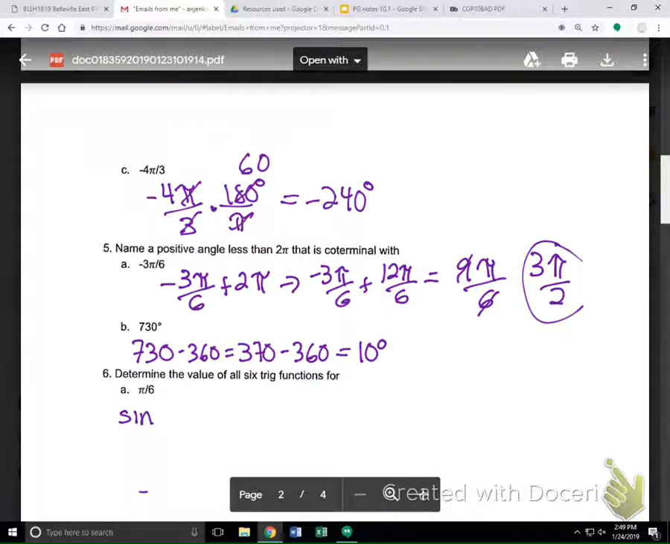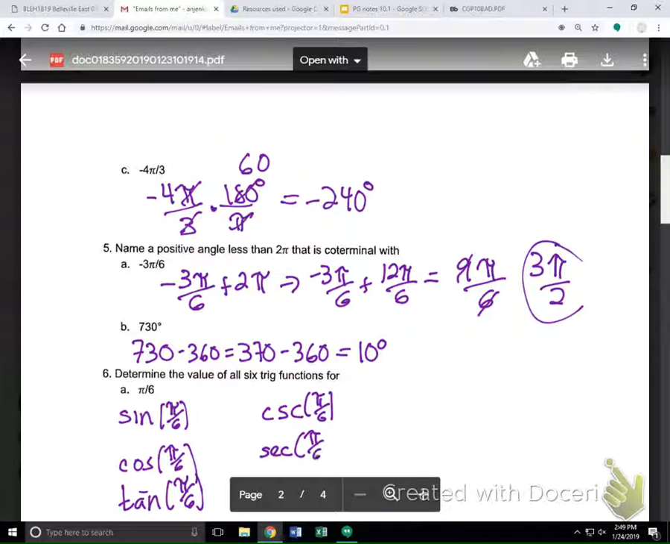So we're doing all 6 trig functions, so I'm going to set them up. I know you guys already did them. So sine of pi over 6, cosine of pi over 6, tangent of pi over 6, cosecant of pi over 6, secant of pi over 6, and last but not least, cotangent of pi over 6.